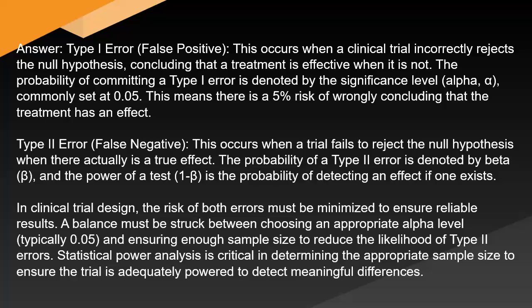This occurs when a trial fails to reject the null hypothesis when there actually is a true effect. The probability of a Type II error is denoted by beta, and the power of a test, 1 minus beta, is the probability of detecting an effect if one exists.